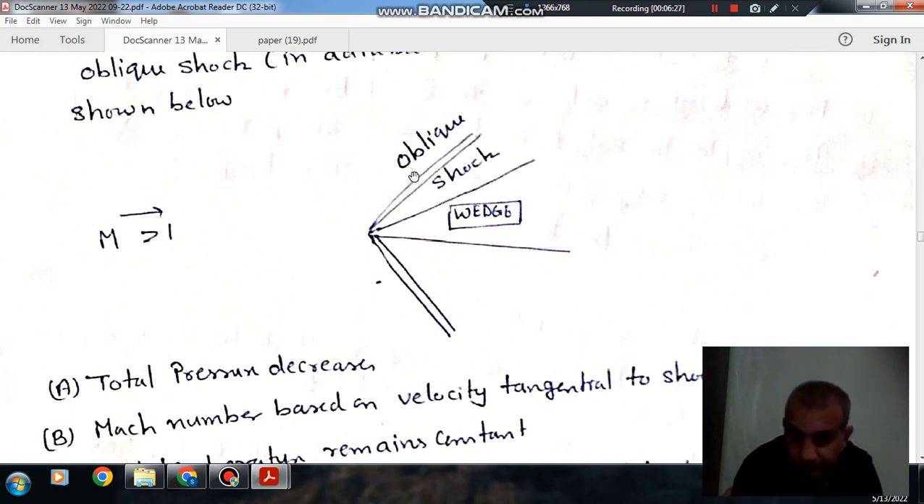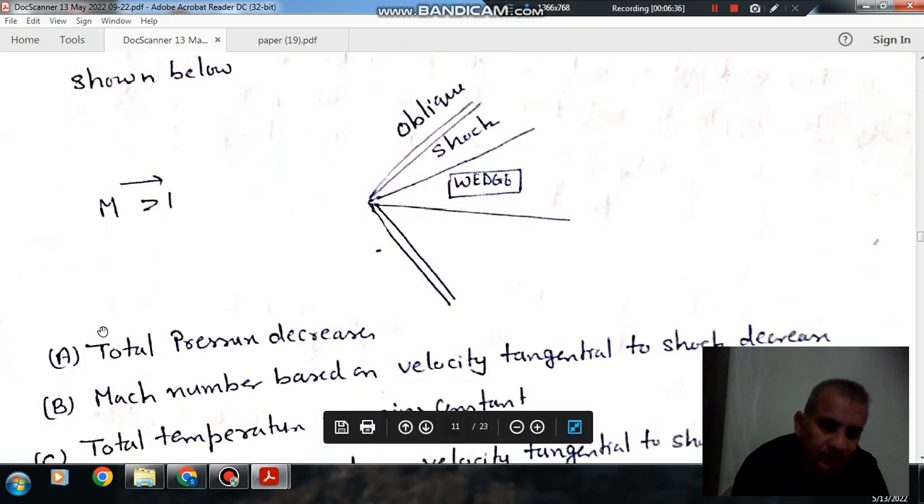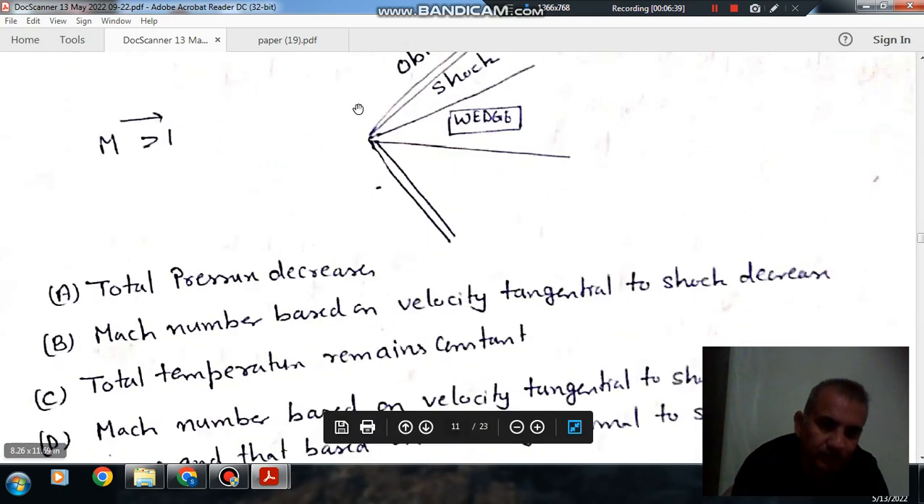So across this shock, across any shock, the total pressure decreases. Okay, so that statement is correct. The total temperature remains constant, stagnation temperature remains constant, so C is also correct.